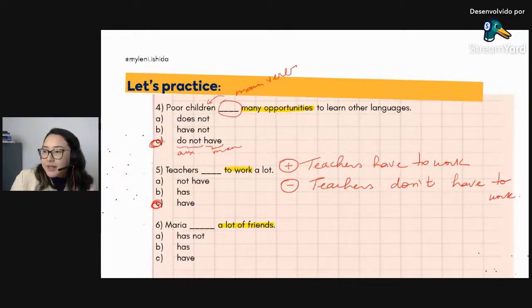Okay? The verb have here is in the present simple. So I put in the negative, don't have to. Okay? Maria, a lot of friends. A lot of friends is not a verb in the past participle. So in this case, I have the verb have as the main verb. Maria has not, has, or have? Maria has a lot of friends.